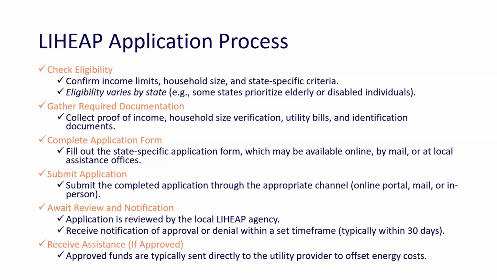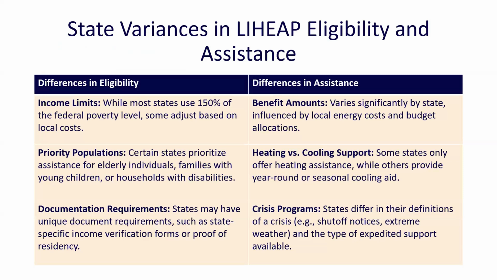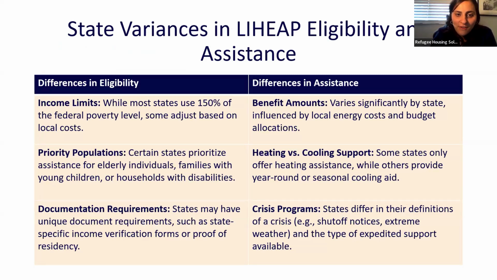I think we're on to the next slide, Yasmin. Good, that's perfect timing to talk about the state variances in LIHEAP eligibility and assistance, which Lynette already touched on: how most states use that 150% of federal poverty line or the area median income, but it will vary based on local cost. So that's the difference in eligibility, and then there's a difference in assistance. The income limits affect their benefit amounts.